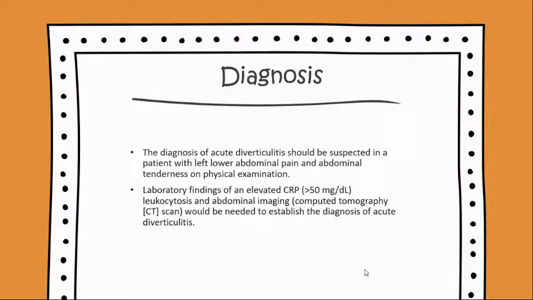Diagnosis: the diagnosis of acute diverticulitis should be suspected in a patient with lower left abdominal pain and abdominal tenderness on physical examination. Laboratory findings of an elevated CRP of greater than 50 milligrams per deciliter, leukocytosis, and abdominal imaging would be needed to establish the diagnosis of acute diverticulitis.